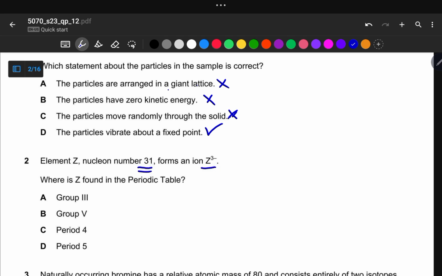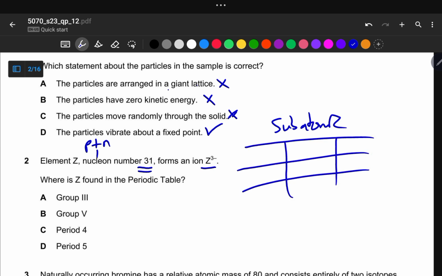the ion Z has a 3- charge. So where is Z found in the periodic table? So the nucleon number is defined as the sum total of the protons and the neutrons in the nucleus of an atom. So as I've alluded to in our previous sessions, we did the subatomic particles, with the subatomic table here, and then the electrons, the protons, and the neutrons. And then we learned that the mass of an electron is 1/1840.